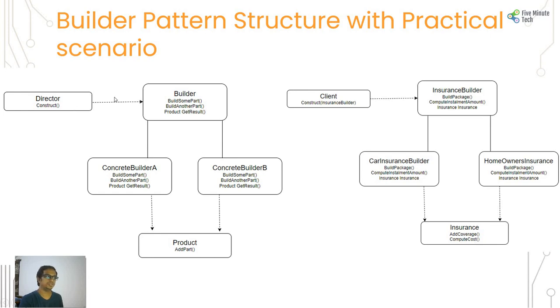In the same way, if you map this to the previous example which I just showed you, the director maps to a particular requester, that is a client. The builder is something which you build, that is insurance, and concrete builder A and concrete builder B will be the different manifestations of that builder, and the product is the final outcome.